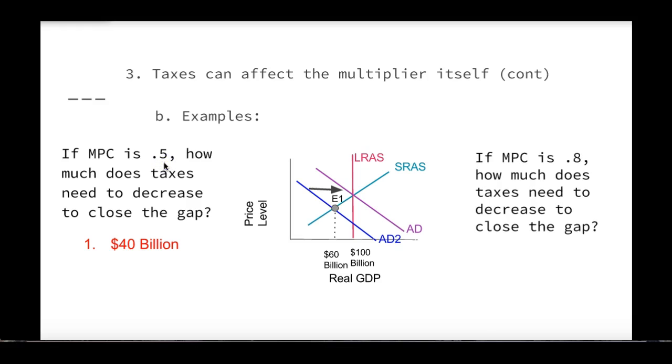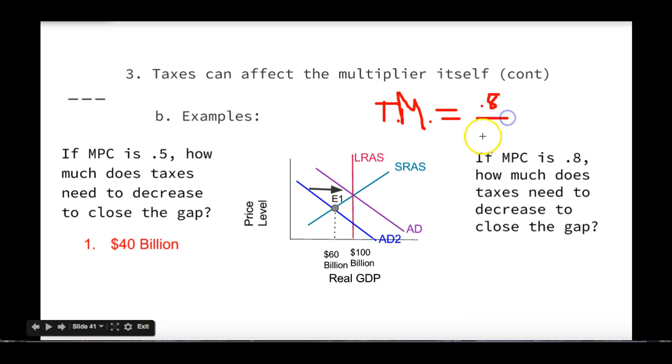All right, how about this? If the MPC is 0.8, how much do taxes need to decrease by to close the gap? So pause the video, see if you can figure this out. Again, start with the tax multiplier. All right, did you figure it out? So your tax multiplier, first of all, is going to be your 0.8 divided by 0.2, which is equal to 4, right? So our tax multiplier is 4.